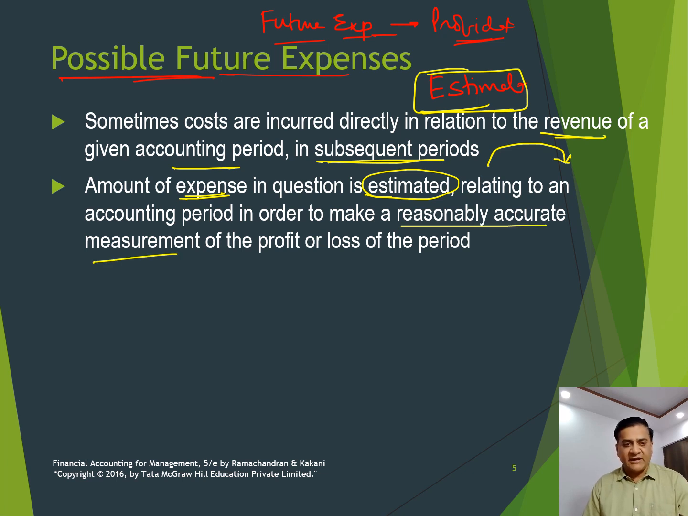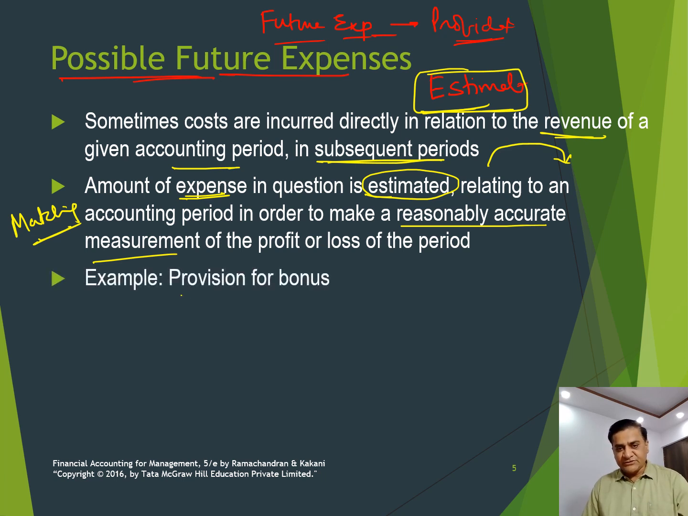We have seen the matching concept, which says if the expense is related to a particular period, we need to match it with the revenue of the same period. So if we find that there is some expense which is related to this period but may come to us in future, we need to make a reasonable estimation of such amount and we need to account for that also.